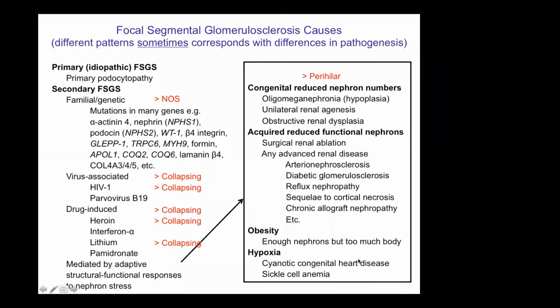So we have hyperplasia of the nephron, of the glomerulus. When we have hyperplasia of the glomerulus, we are at risk of developing FSGS. Patients who have any causes of hypoxia, whether cyanotic congenital heart disease or sickle cell anemia, are at risk of FSGS. Of course, people with hypertension and arterial nephrosclerosis are all at risk of FSGS, and in particular perihilar. It's not necessarily only perihilar, but more likely to be perihilar.